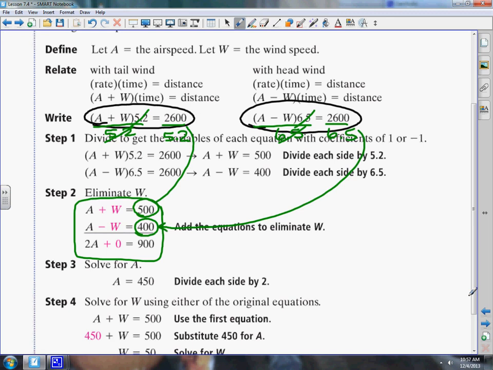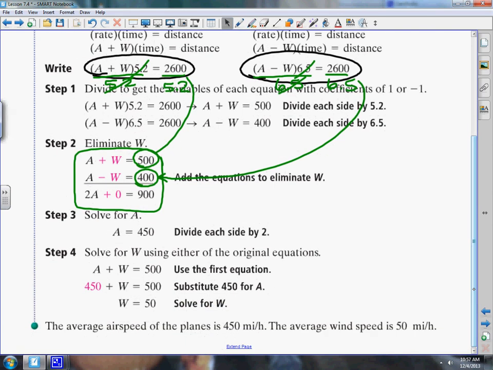So then you get 2A equals 900, so A equals 450. So then you can put that in, and the average airspeed of the planes is 450 miles per hour. The wind speed is 50 miles per hour.